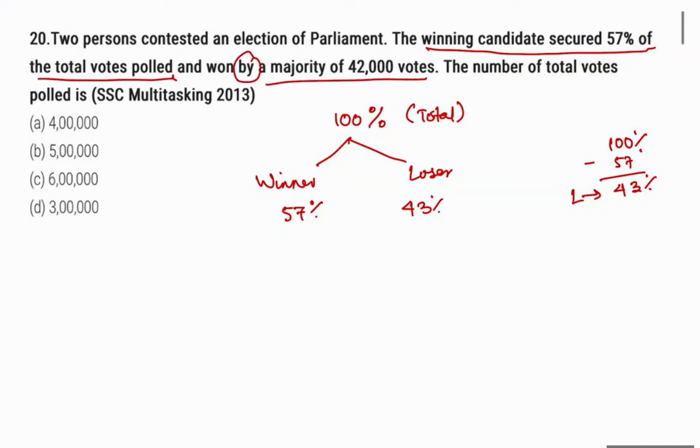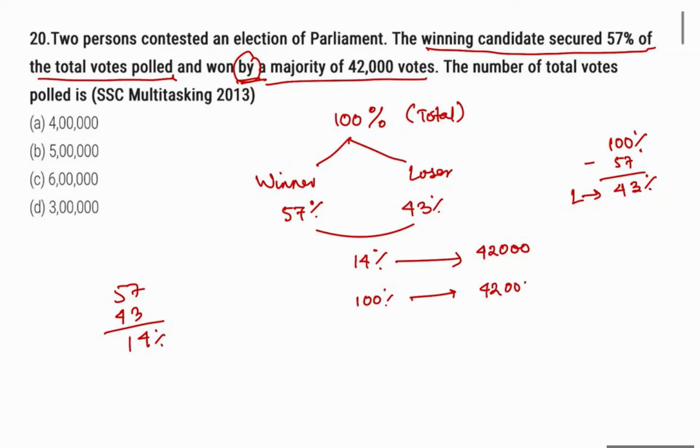Majority means the difference between their numbers, here as a percentage: 57 minus 43 is 14%. So the winner won by 14%, and this 14% of votes is 42,000. So 14% of the total votes is 42,000, and 100% of total votes is 42,000 divided by 14% into 100%.